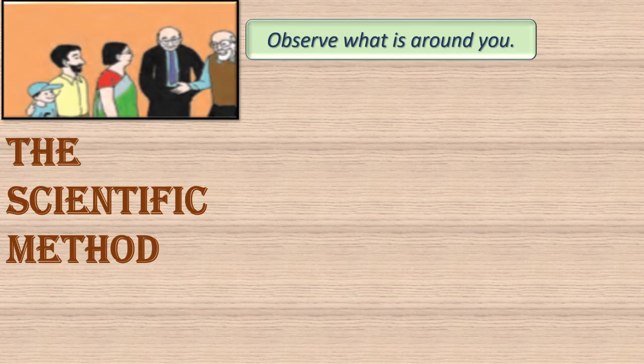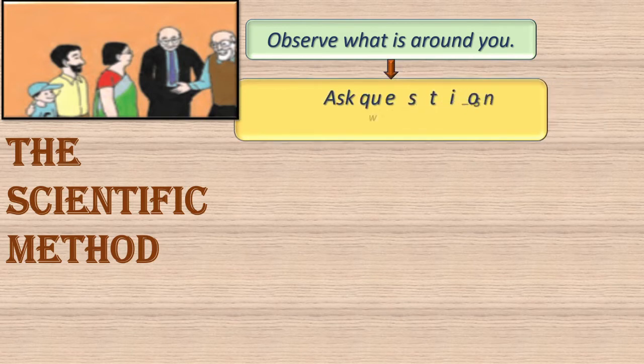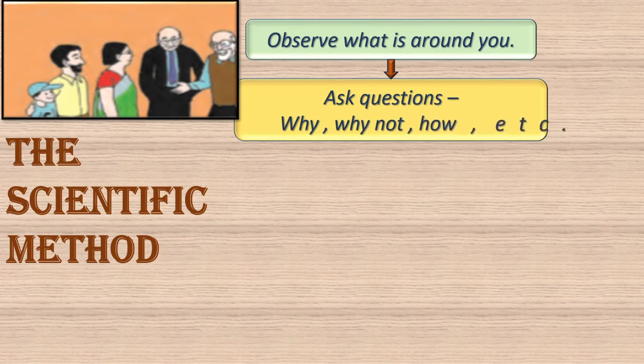If you develop the scientific method of finding out the answers for these types of questions, it will become easy to get the answer. Okay? Now first one is to observe what is around you. Okay? Now next, ask questions. Why? Why not? How? Etc. You have to ask the questions about whatever you observed in the nature.